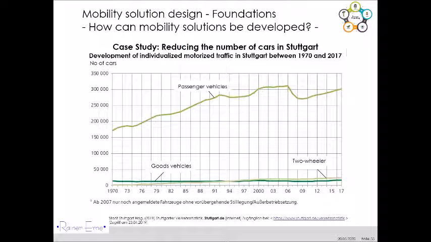But what you can see here on this graph with the passenger vehicles, those are only the vehicles which are registered in Stuttgart. So the commuters entering and leaving the city every day are not counted here. The development of individualized motorized traffic has come to a steady state, but it's still very high. And in addition, you have to account also for the commuters coming from outside.